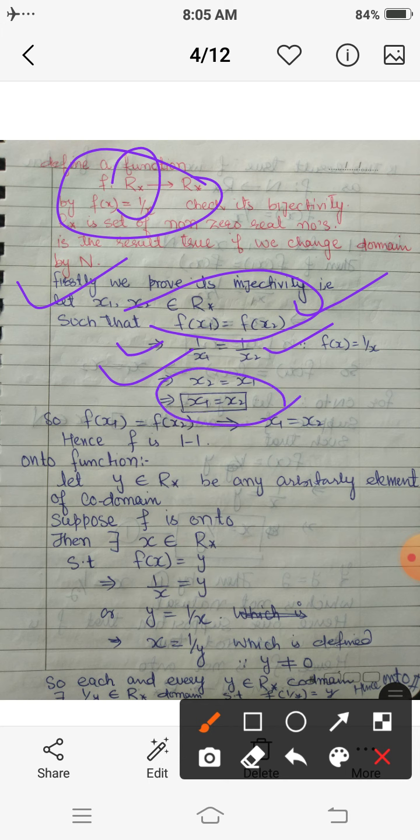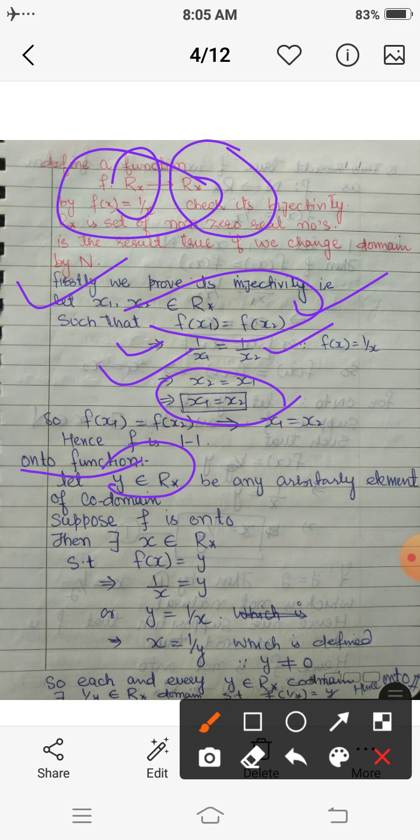Hence, if we have two same images, these are actually the images of the same points, meaning that x1 equals x2. Hence we can say that different elements of R star have different images, which implies that the function is 1-1 function. Now for onto function, meaning surjective function, we have to check that each and every point of the second R star is actually an image point.